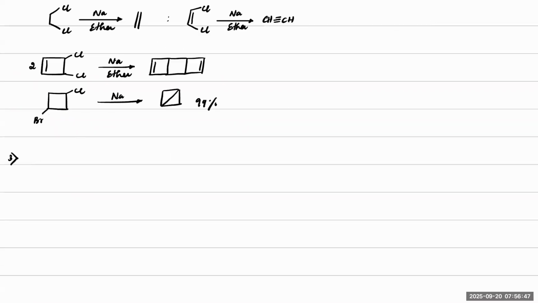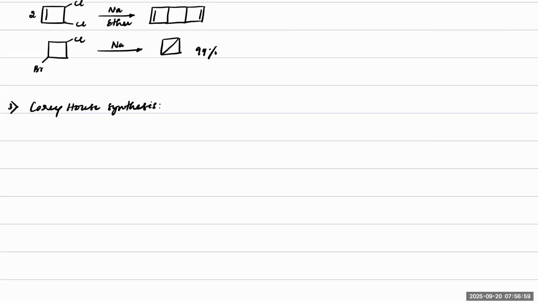Next one is Corey-House synthesis. This is mainly used for making unsymmetrical alkanes from alkyl halides, with multiple steps. Step 1, you take reaction with lithium. Step 2, reaction with CuX. Step 3, reaction with some alkyl halide like CH3Cl. In that case, what you will get is RCH3, plus CuX again, and LiX will form here.